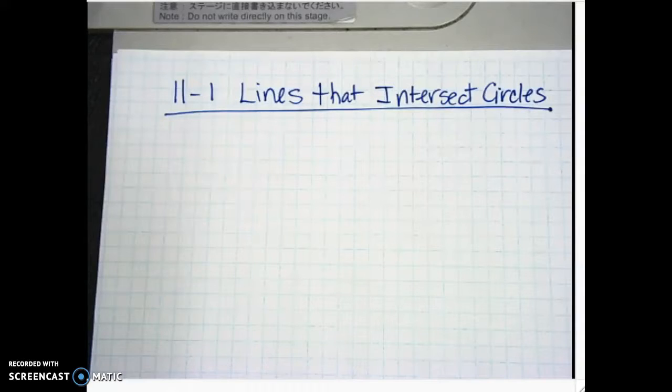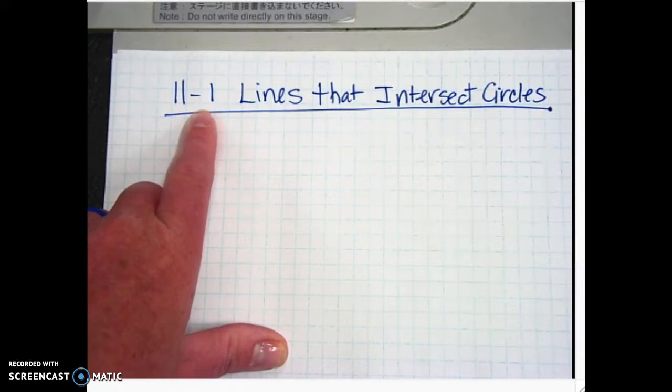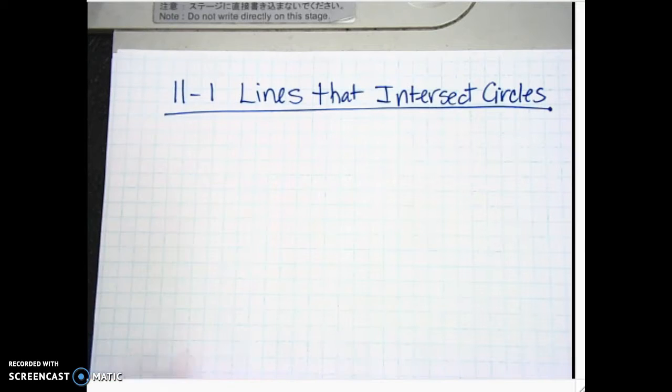All right, so in your foldable where it says 11-1, you're going to write the title, which is Lines That Intersect Circles. So there's going to be a lot of vocabulary this chapter, but most of it should make sense to you. Basically, we're going to have circles, and you guys have all seen circles before. And then there's vocabulary like the interior of a circle, which just means inside, and the exterior of a circle, which is outside. And then there's a radius, there's a secant, there's a tangent.